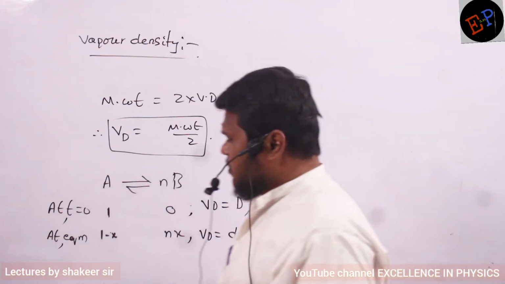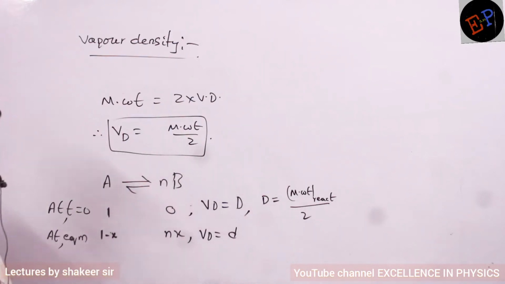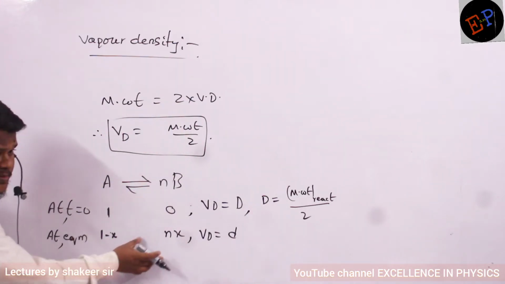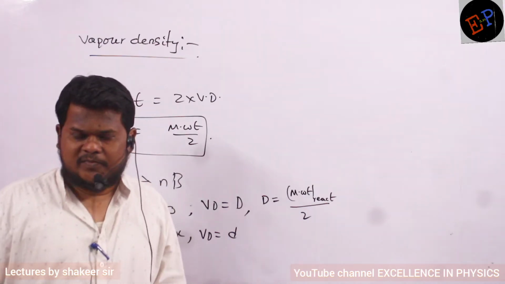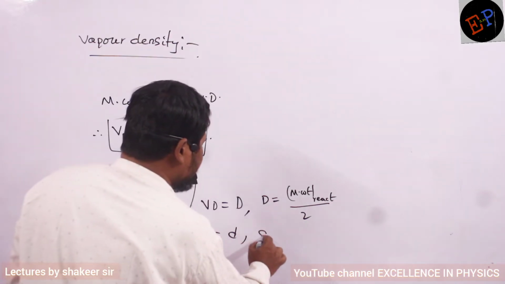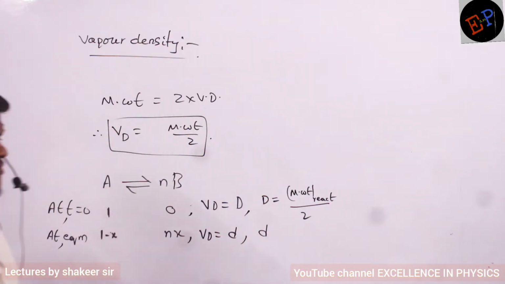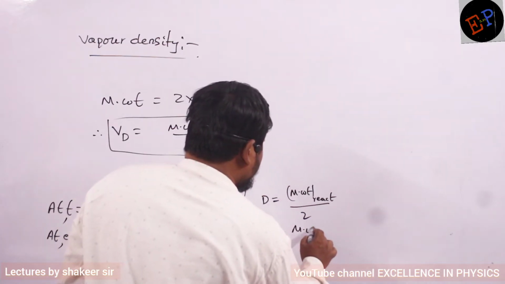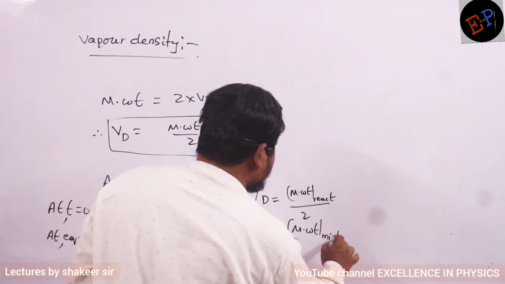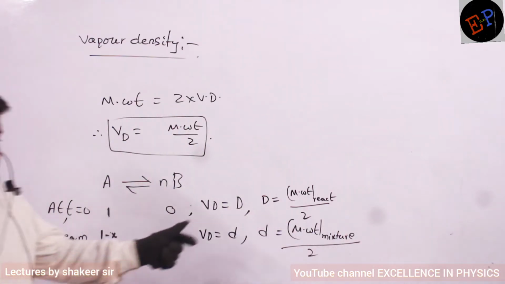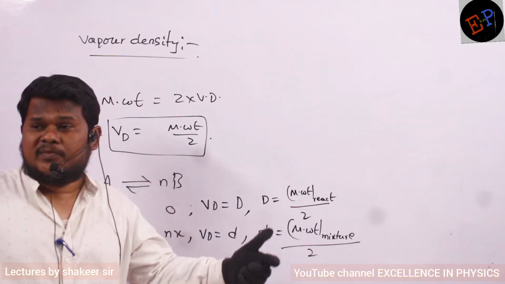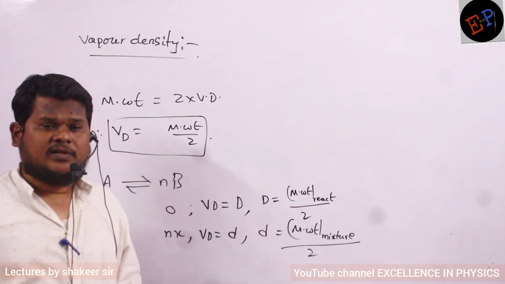Now at equilibrium, what is happening? Some reactants are present, and some moles of products are also present. So 1 minus x moles of reactants is present, and nx moles of product is also present. Therefore the vapor density, small d, is equal to the molecular weight of the mixture of gases divided by 2. This is the method we have to use. Mixture means reactants are also present and products are also present.